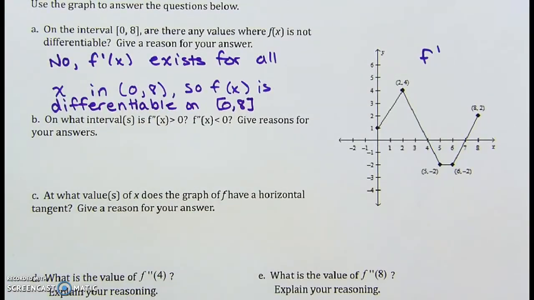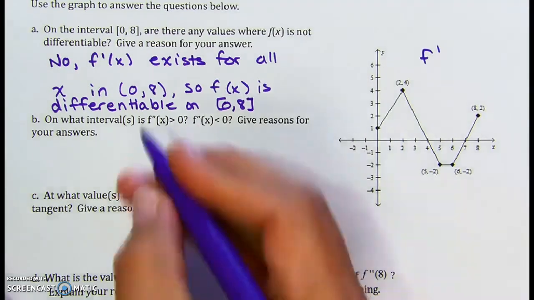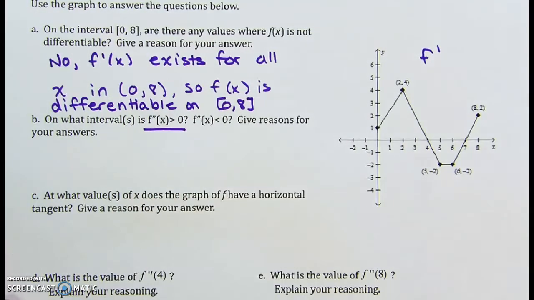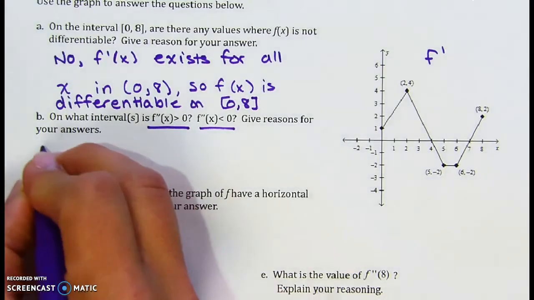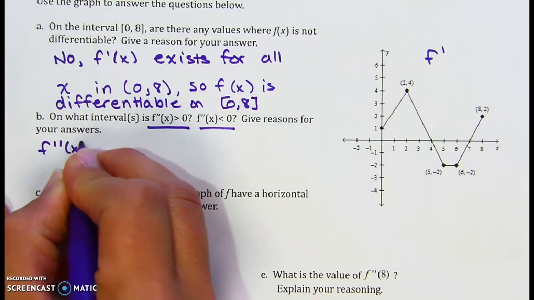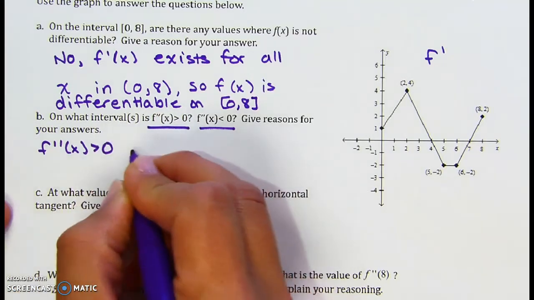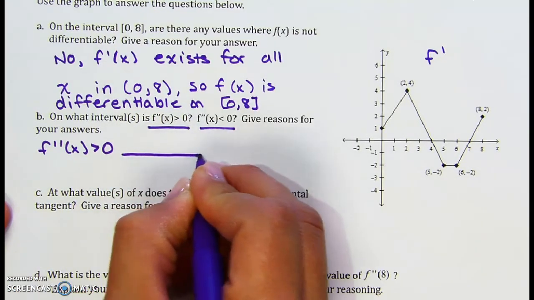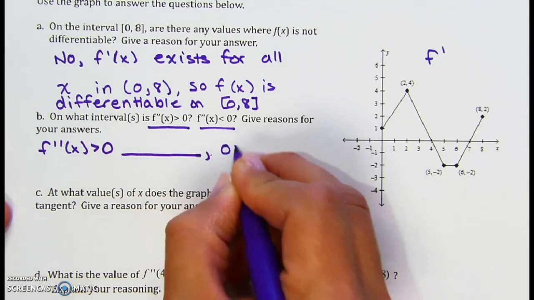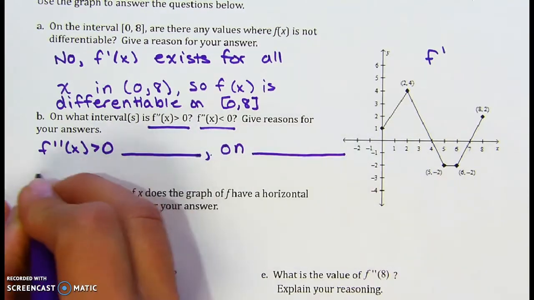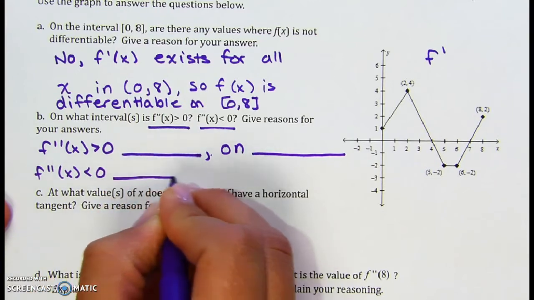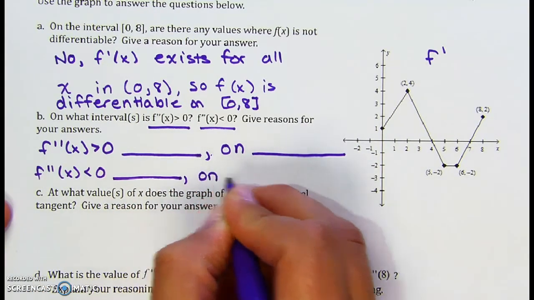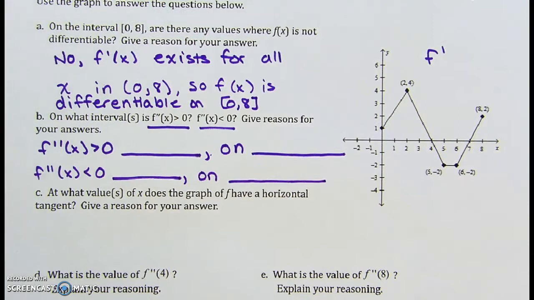Okay, B. On what intervals is the second derivative greater than 0 and then less than 0? Give reasons for your answer. Okay, so the second derivative will be greater than 0 when what happens, which happens on these intervals. And the second derivative will be less than 0 when this fact is true, which happens on these intervals.